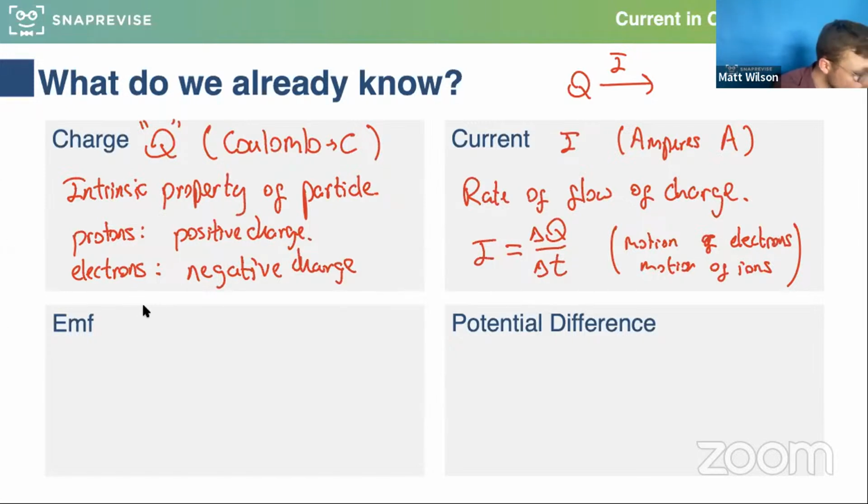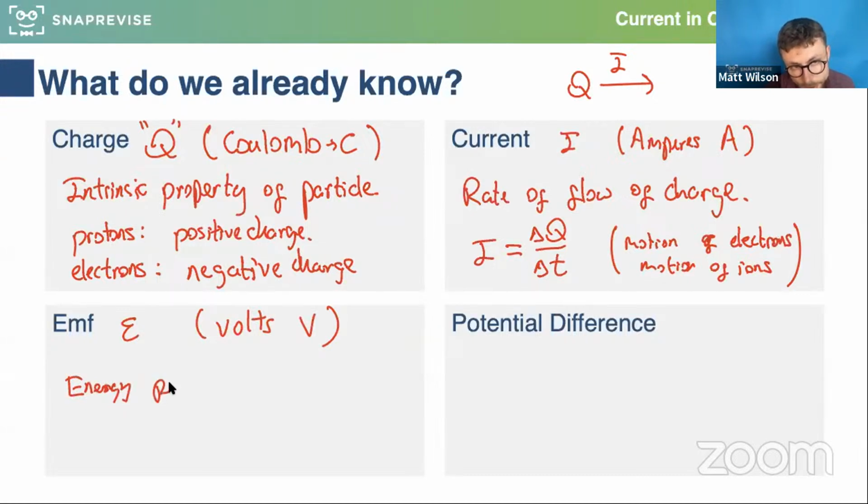And to do that, we're going to introduce the EMF. Okay, so what is the EMF? The EMF is a new quantity. It's kind of like energy per charge. We measure it in what we call volts, which we give the symbol V. And it is the energy per charge given to charge carriers as they move through a component.